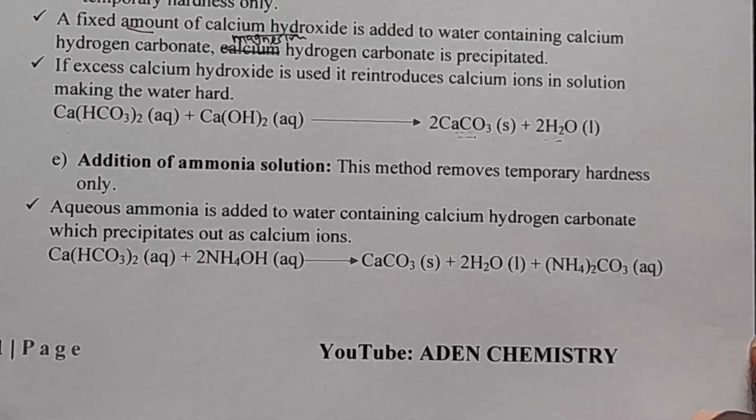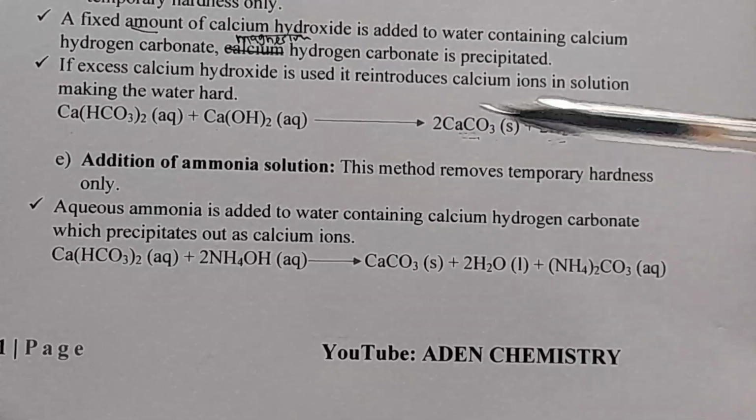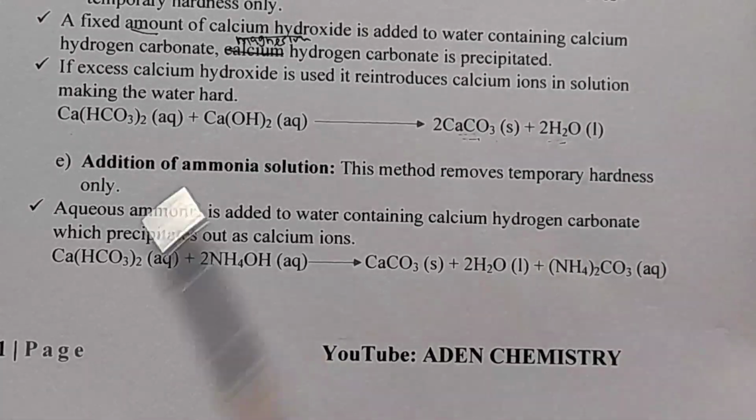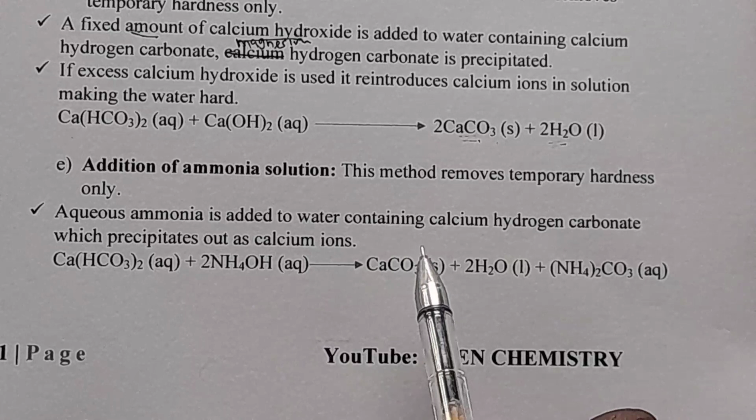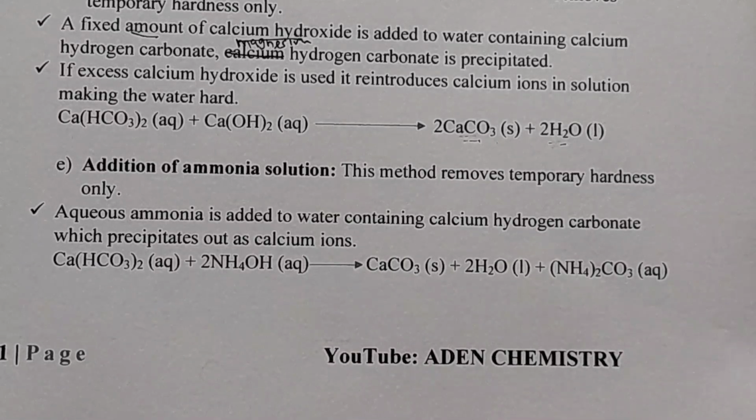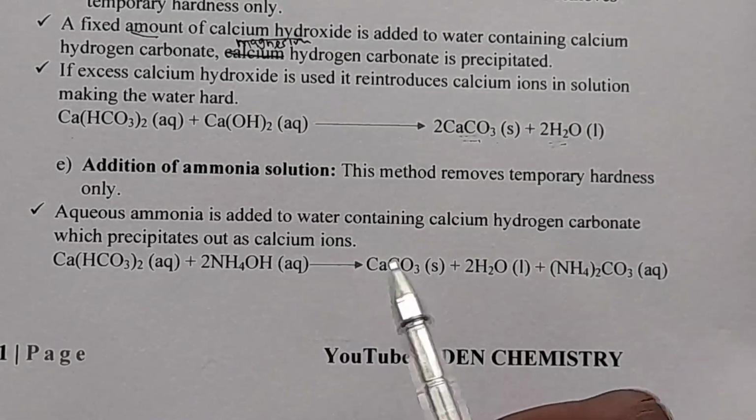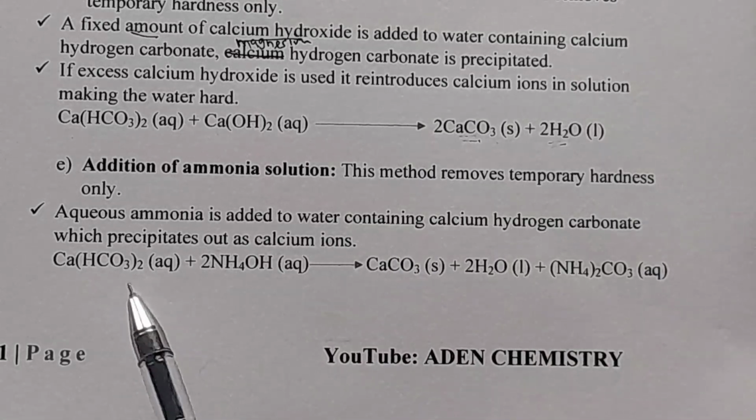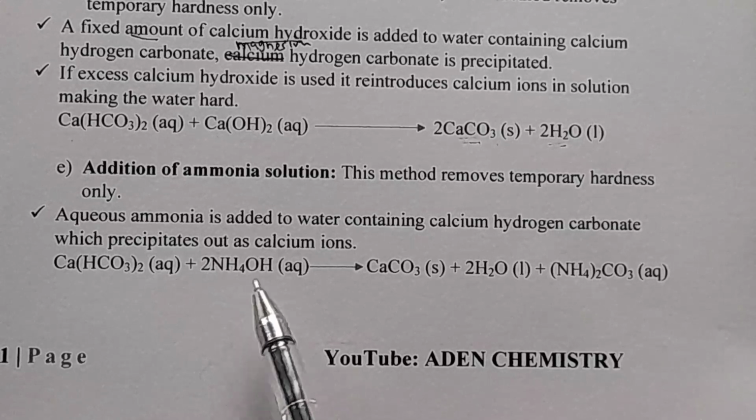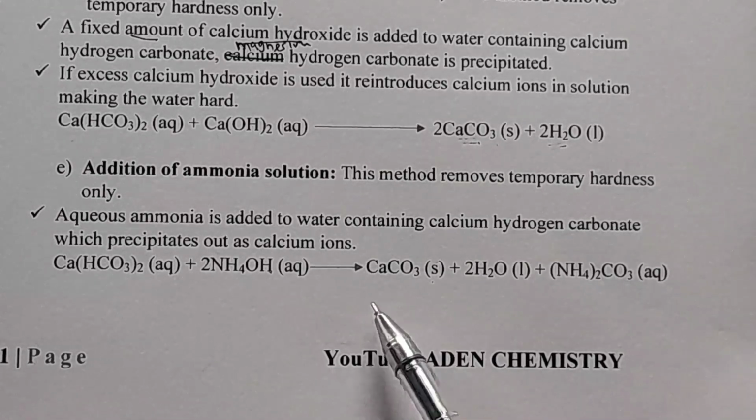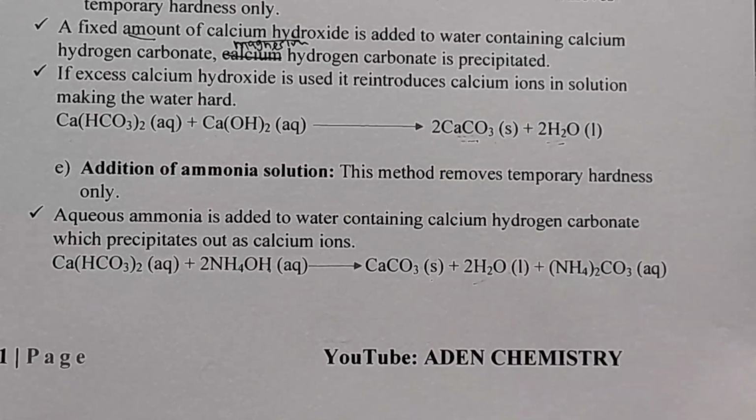Then number 5, we have addition of aqueous ammonia or ammonia solution, and we are told this method removes only temporary hardness. Aqueous ammonia is added to water containing calcium hydrogen carbonate, which precipitates out the calcium ions, or water containing magnesium hydrogen carbonate, which precipitates out the magnesium ions. The equation is calcium hydrogen carbonate reacting with ammonium hydroxide, or aqueous ammonia, giving you calcium carbonate, which is precipitated out, and also water and ammonium carbonate.